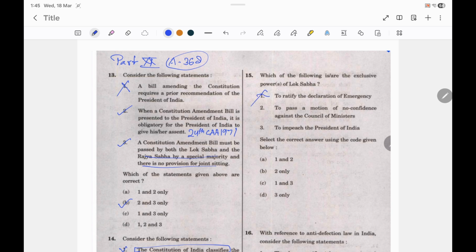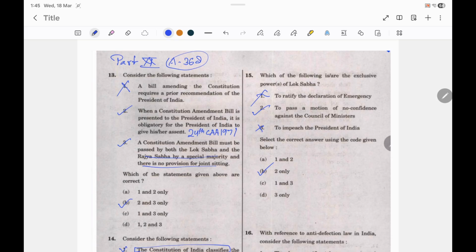No. Rajya Sabha can do this also. To pass a motion of no confidence against the Council of Ministers? This is correct. This is the exclusive power of Lok Sabha. Option third, to impeach the president? No. This can also be passed in Rajya Sabha. So the answer to this question will be option B.